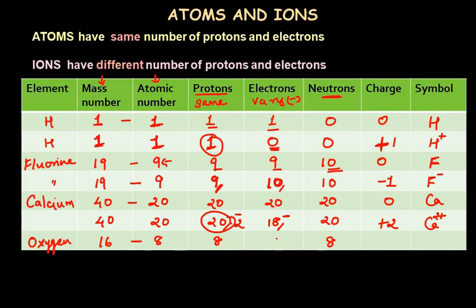Now suppose electrons are 10. As the protons and electrons are different, it's going to be a charged ion, an oxygen ion. Now what is more? Electrons are more, so it's going to have a negative charge. How many electrons are more compared to protons? 2. So it's going to have a charge of -2. So what's the symbol of oxygen ion? It's O2-. That's the symbol of an oxygen ion.